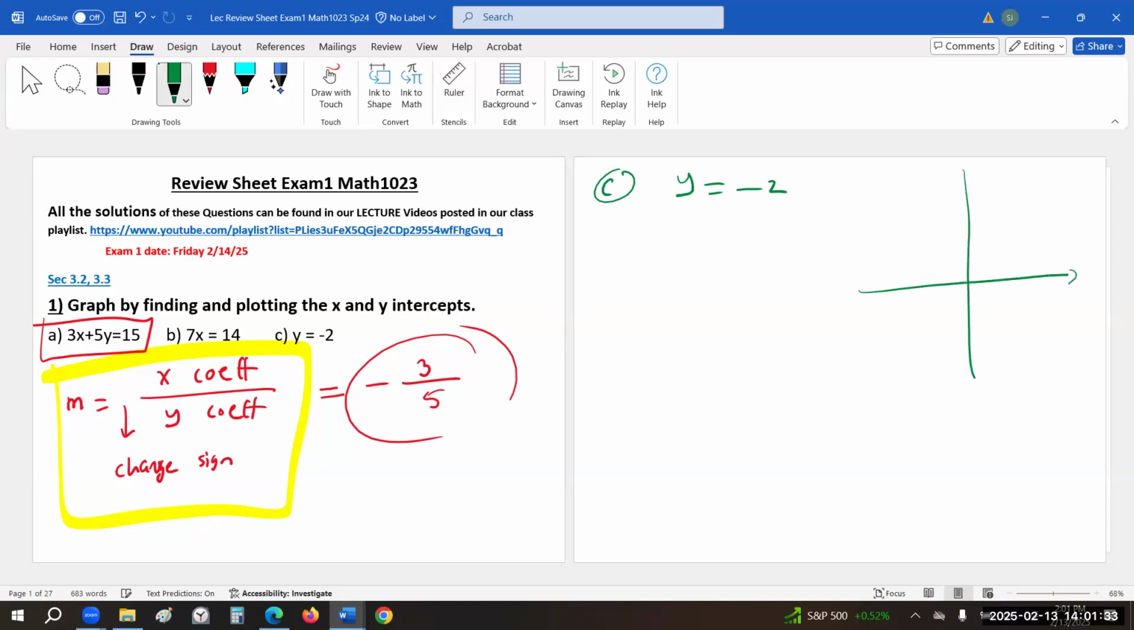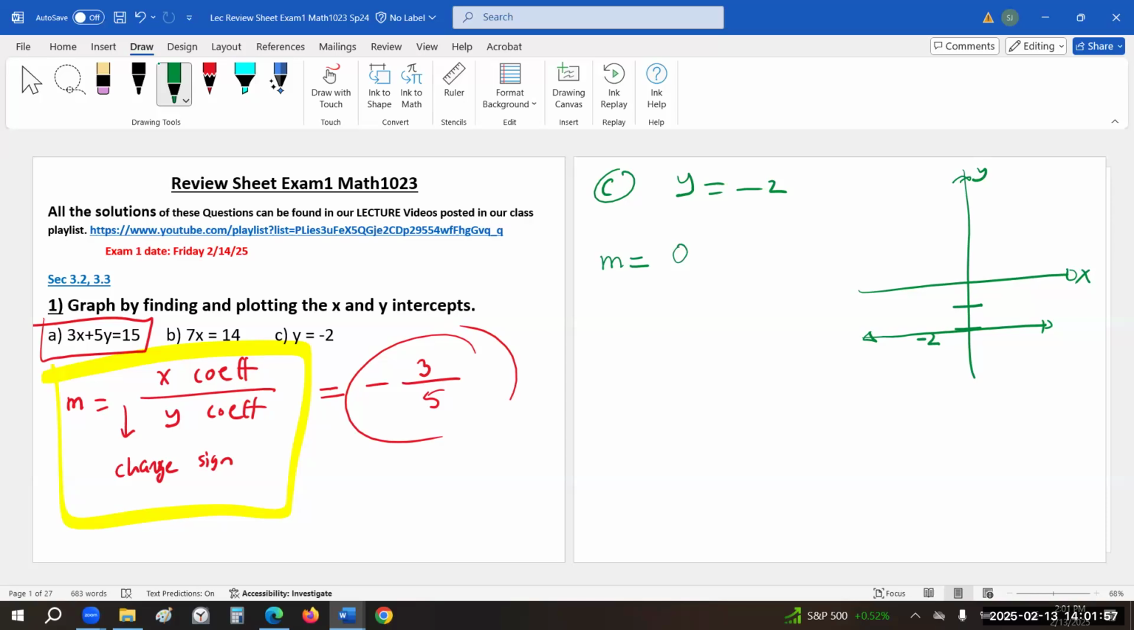So let's graph it first. X-axis, y-axis. How are you going to graph y equals -2? -1, -2. So it's just a horizontal line, right? What is the slope of any horizontal line? 0. So we found the slope.